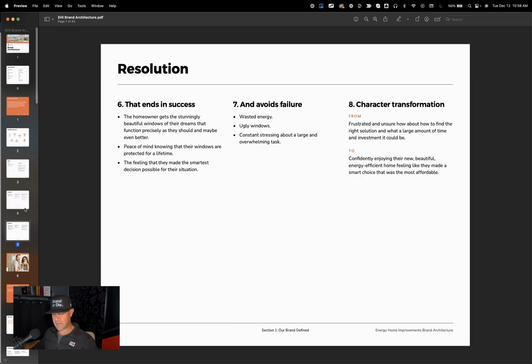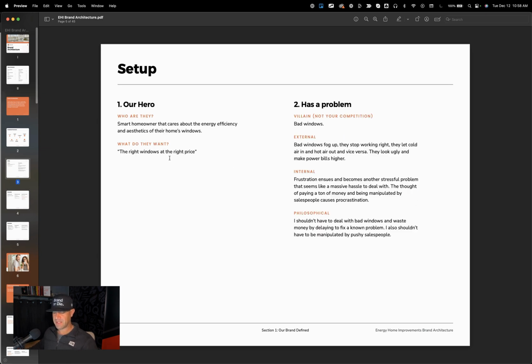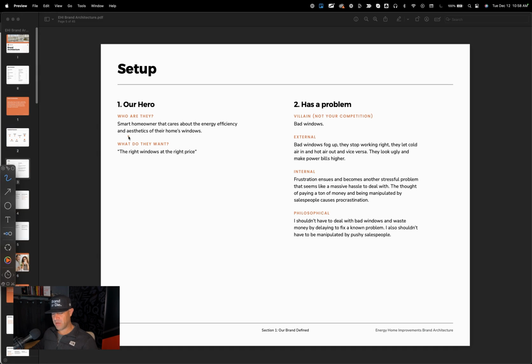Now, there are some aspects of this architecture that we're still planning on working out. This is a living document that can change over time and should, because your business is not static, right? And so we know that we have this hero, and they're smart homeowners that care about the energy efficiency and aesthetics of their homes' windows. What do they want? The right windows at the right price.